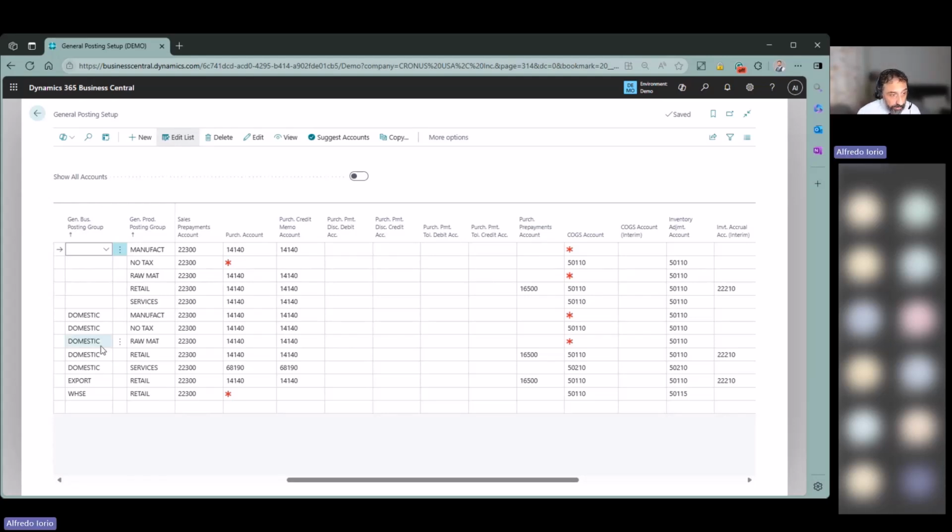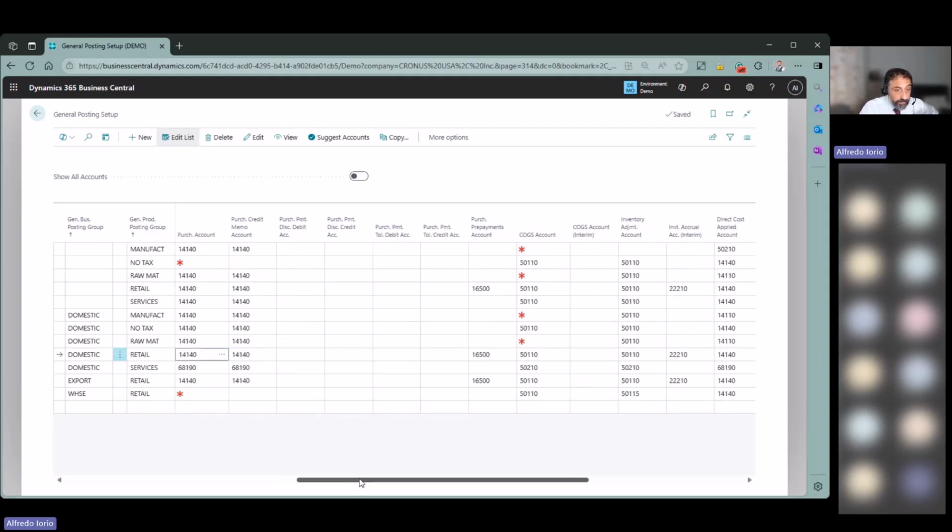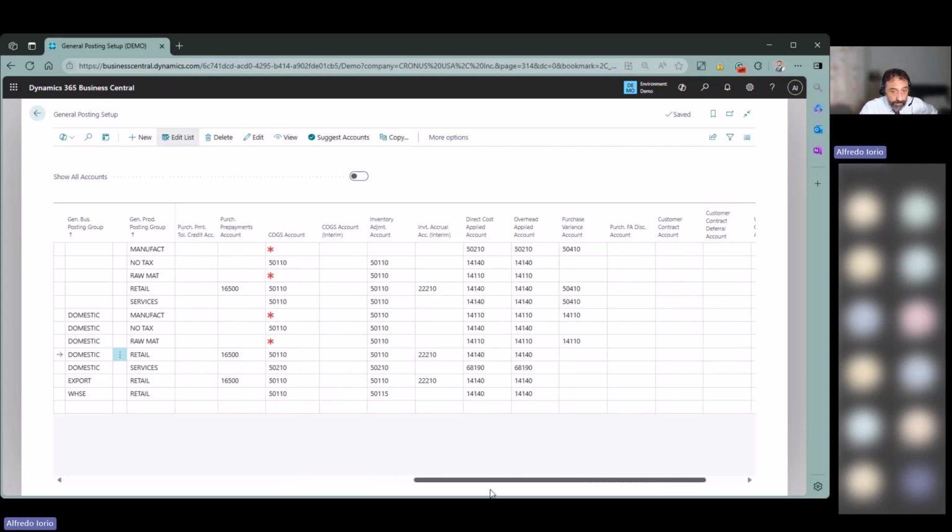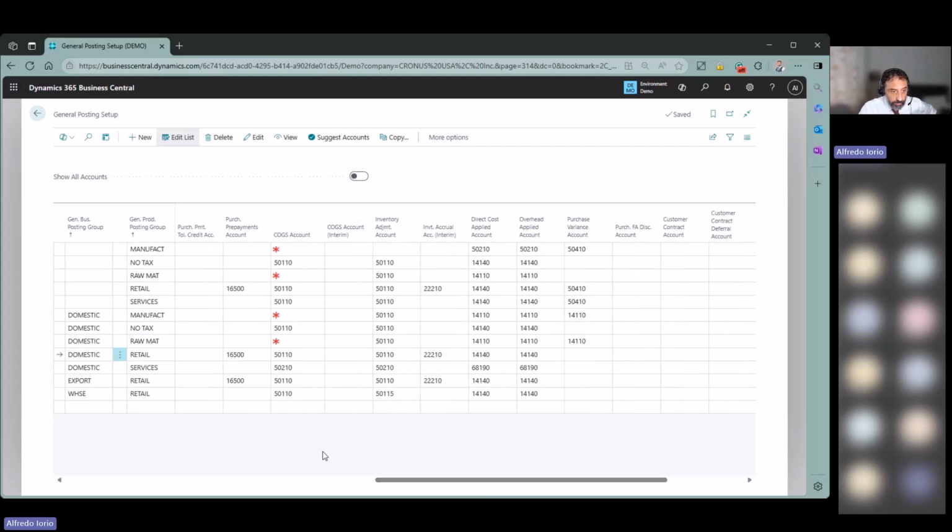So we purchase from a vendor, let's say a domestic vendor in this case, even though, as I said, I don't like domestic. We purchase from a domestic vendor and we purchase a retail item. It's a $10,000 invoice, $10,000 that we need to pay to the supplier, $10,000 that goes to my purchase account. Then we have $10,000 worth of inventory that goes to my balance sheet, because when inventory is received, it is balanced by the direct cost applied account. If we use overheads for inventory, we also have overheads.